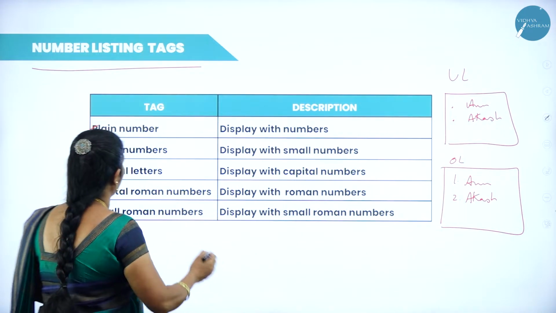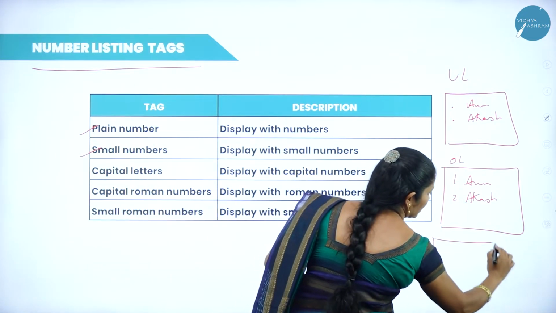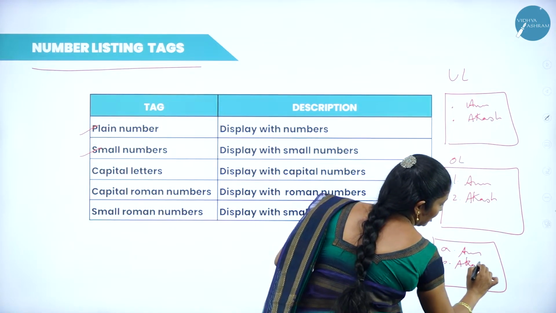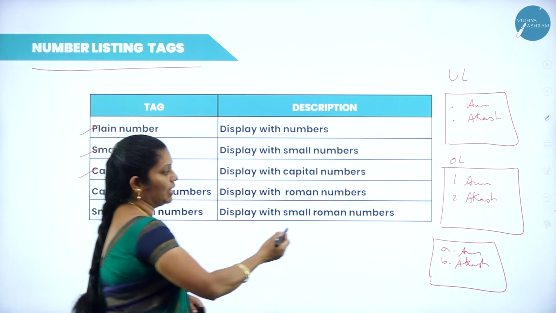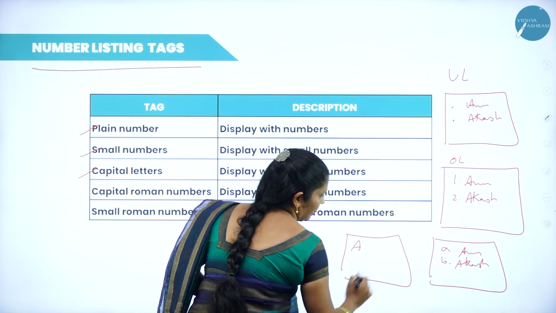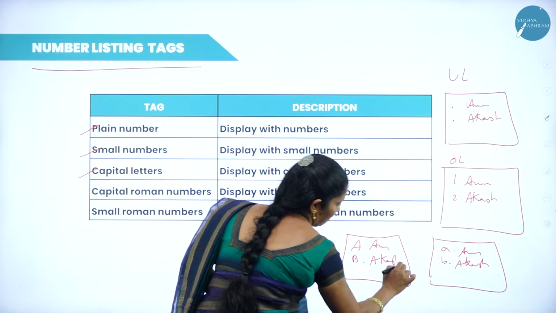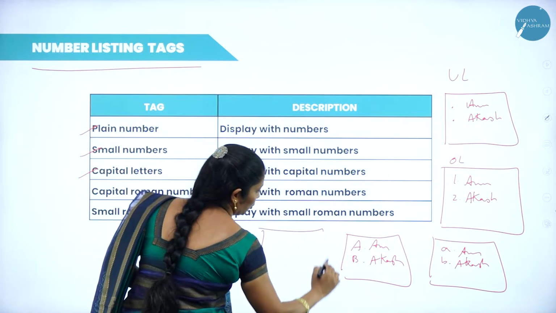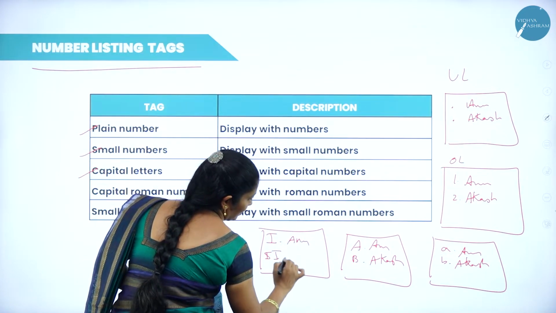In that way, we can also display small letters in the place of 1, 2, 3. I can display the data with small letters: a, Anu, b, Akash, like that. In the same way, if I want, I can display capital letters in the place of small a, b. If I want, I can display capital A, B, C. Capital A, Anu, then capital B, Akash. In the same way, if I want, I can use Roman numbers also, like this pattern. See, here Roman numbers. The first one, Anu, then the second one, Akash.